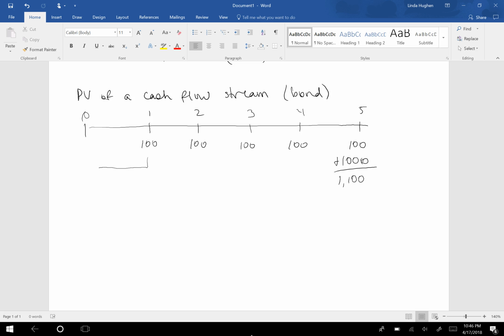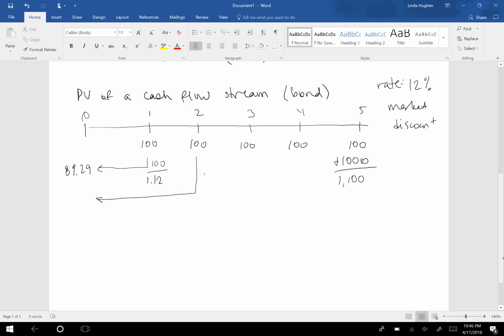Well, we just discount each one of these cash receipts that we're going to have in the future. Let's say our interest rate is 12%. This would either be the market rate, or we can consider this a discount rate of 12%. So we're going to take $100 back, discount it by 1.12. We're going to get $89.29.